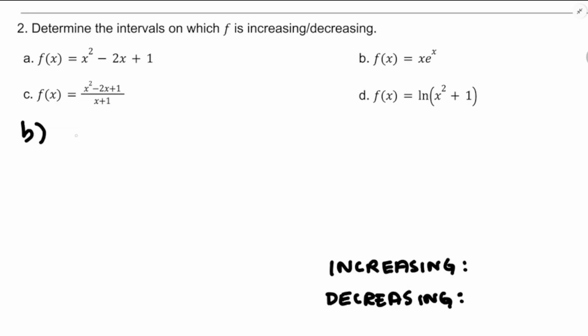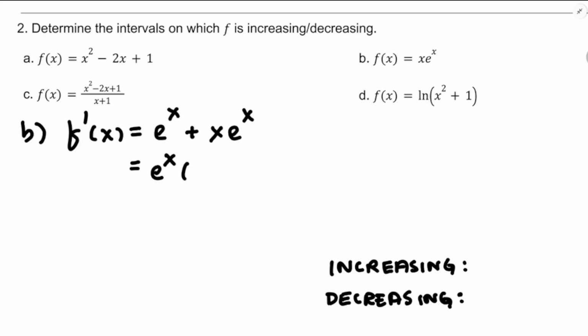All right, for b, if f of x equals x e to the x, I'm going to need to use the product rule to take the derivative. So first I'm going to take the derivative of x, and that's 1, leave e to the x the same, then I'll add, leaving x the same, taking the derivative of e to the x, which is just e to the x. Okay, now if I want to make a sign chart on this, I need to have it factored, but I do see that there's an e to the x common to both terms in this sum here, so I'm going to factor out the e to the x and be left with a 1 plus x.